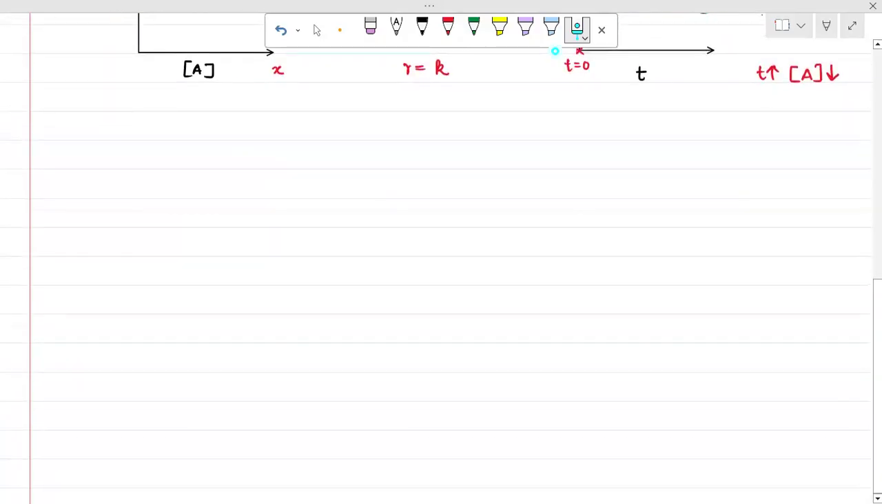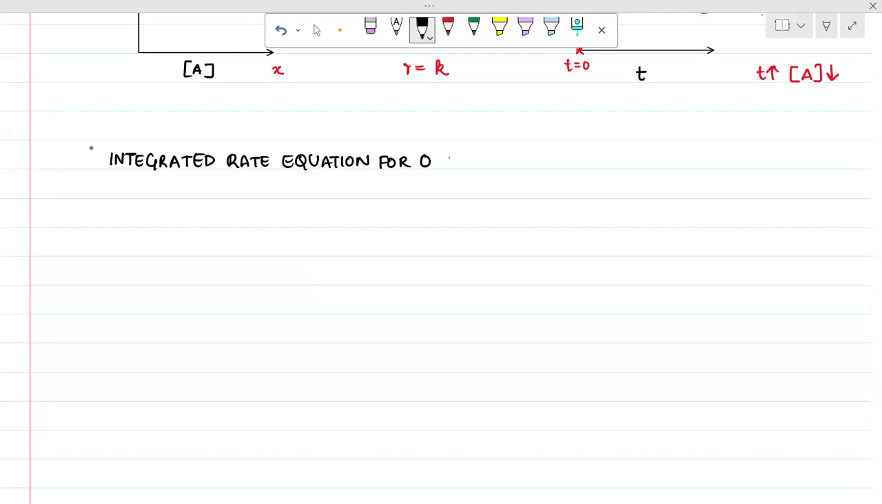Next, write down the heading, integrated rate equation for zero order reactions. Okay, very easy and very important as well. Again, let's take the example that we have written. Let's say I have certain reactant A, which becomes product P.